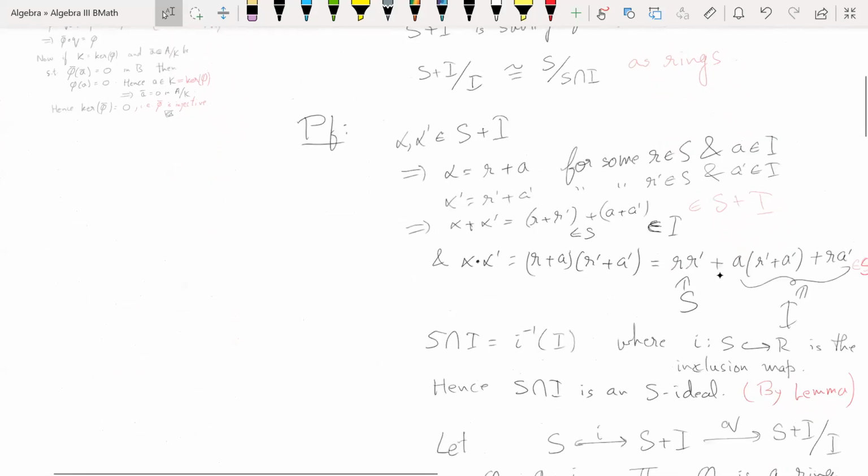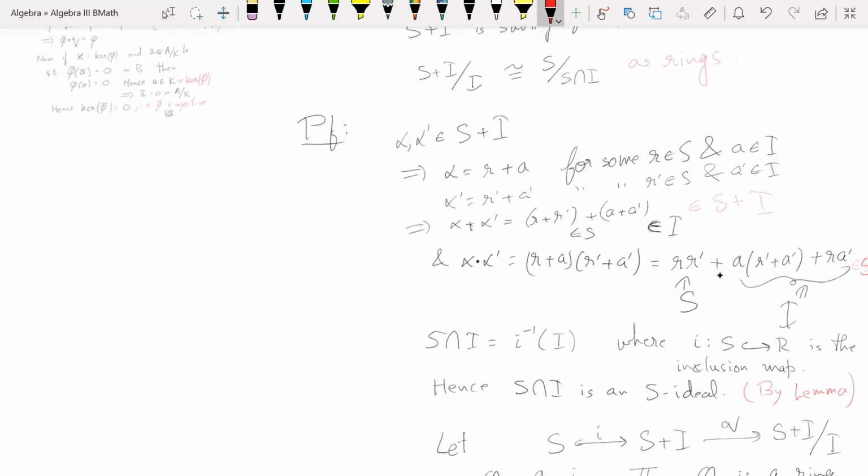So S is a subring of S plus I, so we have this inclusion. Inclusion is a ring homomorphism. So inclusion to R is also a ring homomorphism. Of course, inclusion to S plus I will also be a ring homomorphism. And we have I is an ideal of S plus I.